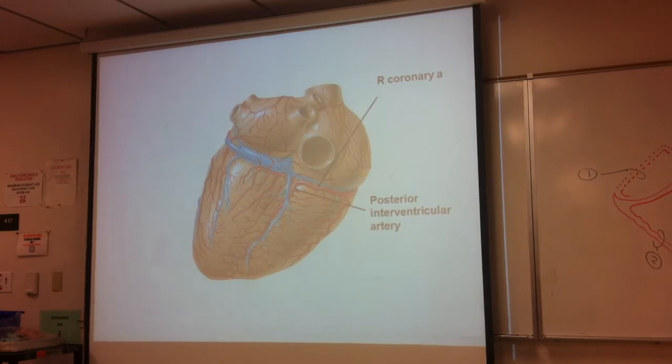You had a question, Heather? Is that number 3, the posterior interventricular? Number 3 is posterior. Yes. So it's a dotted line again because it's on the posterior surface of the heart. Okay.